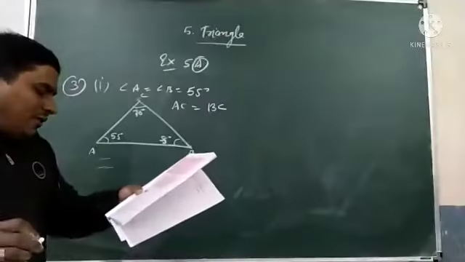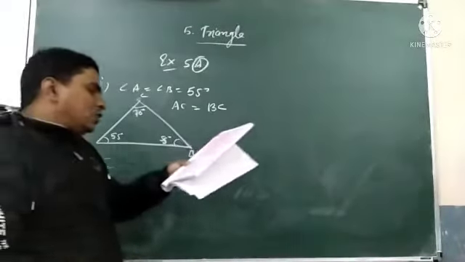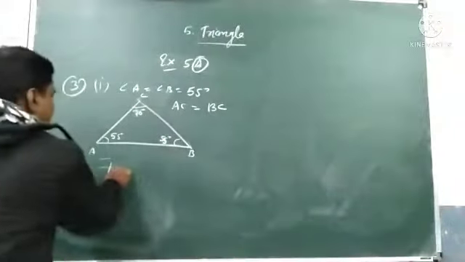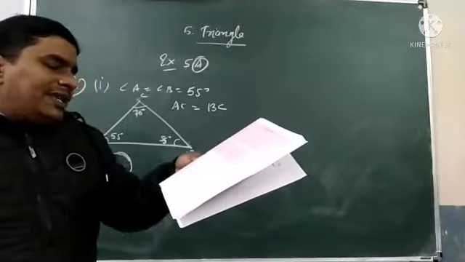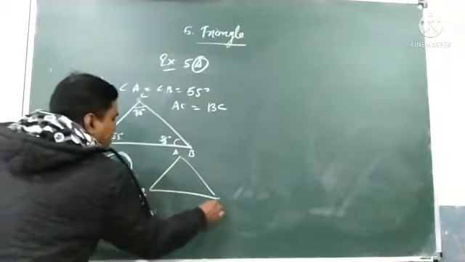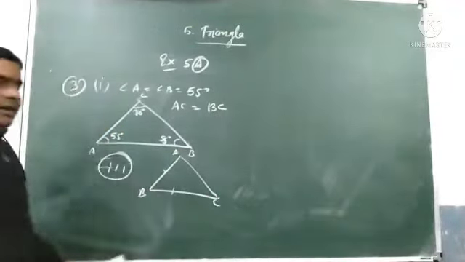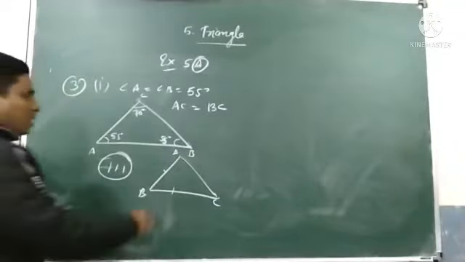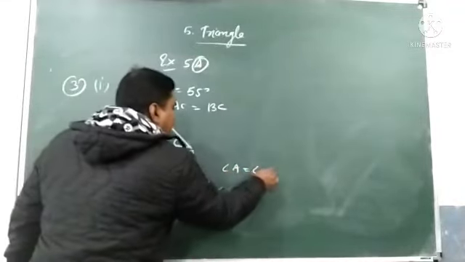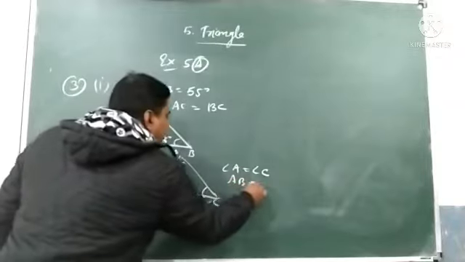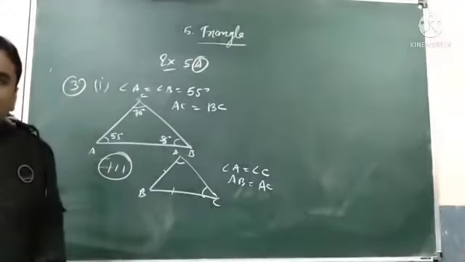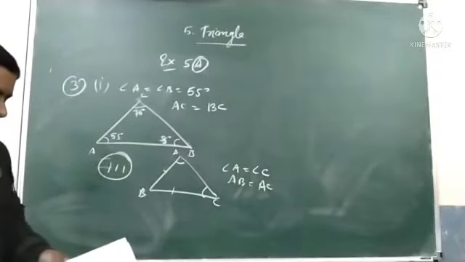Okay, students. Next question. In triangle PQR, angle P is equal to angle R. Name the sides which are equal. Again, we can solve it like this. Third one: if AB is equal to BC in triangle ABC, name the angles which are equal. In front of this side is this angle, and in front of that side is that angle. So angle A is equal to angle C. Same way, you can solve the fourth one.